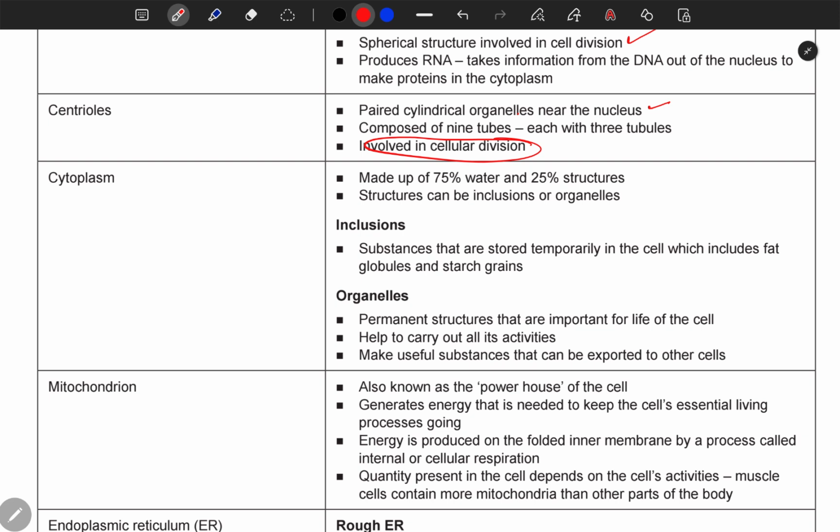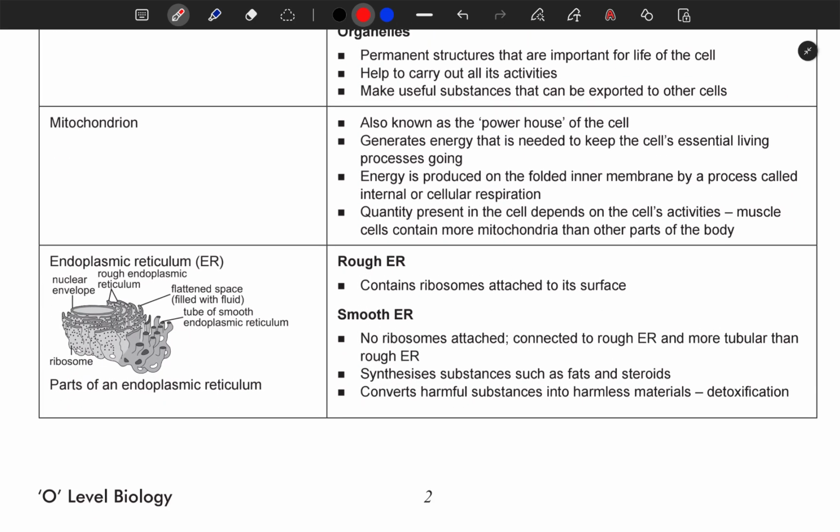What else? Cytoplasm. It is made up of 75% water and 25% other structures. In the cytoplasm, you are going to find other structures like the nucleus, the ribosomes, and so forth. But 75% of it is water. Mitochondria is also known as the powerhouse because it generates the energy that is needed to keep the cell's essential living processes going. A cell depends on energy, so all cellular activities depend on energy coming from the mitochondria.